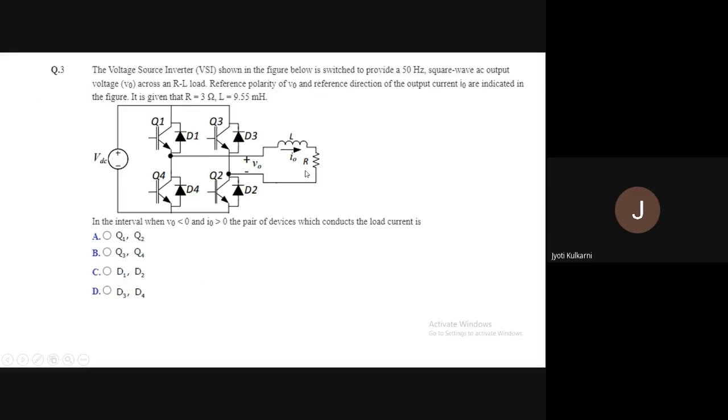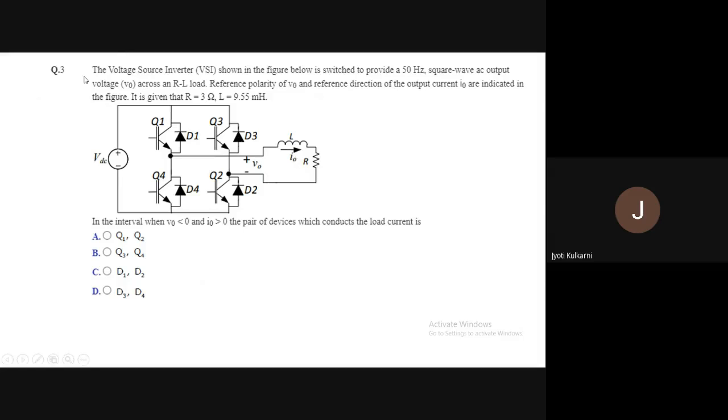At this load, I am getting AC output, and this AC output is of 50 Hz frequency. Reference polarity of V0 and reference direction of the output current I0 are indicated in the figure. That means the current I0 is shown in the clockwise direction, because with this arrow the current will flow in the load in clockwise direction. And what will be the polarity of the output voltage? With this clockwise direction, the upper wire will be positive and the lower wire will be negative. So V0 polarity is upper positive and lower negative, and direction of I0 is clockwise.